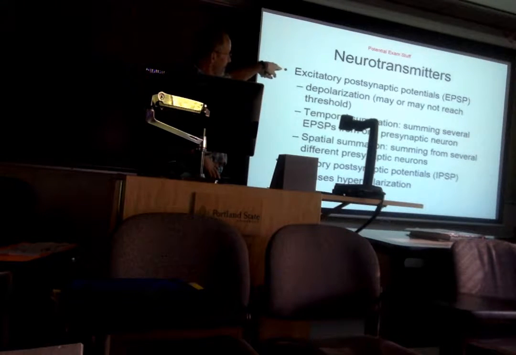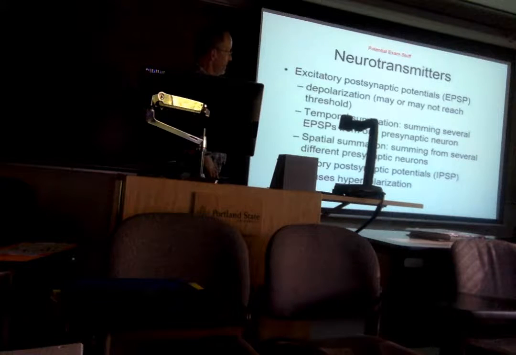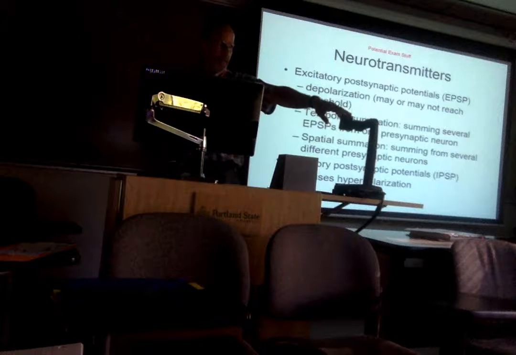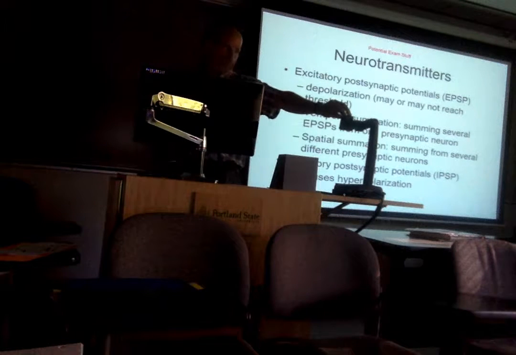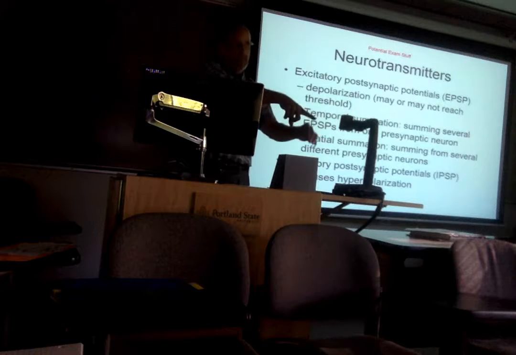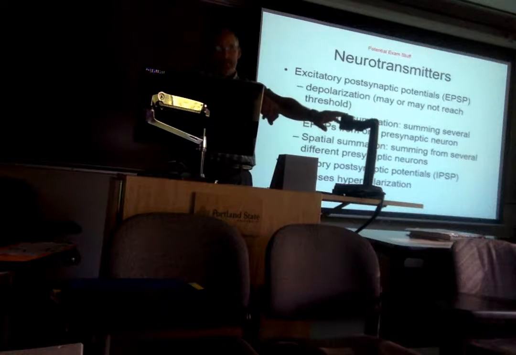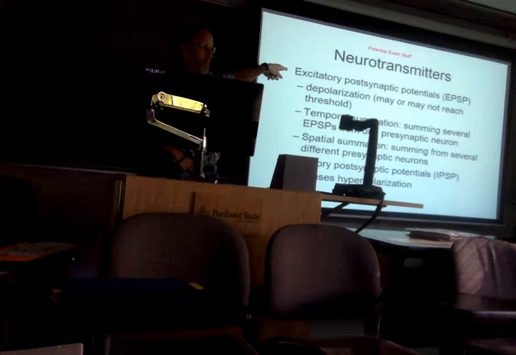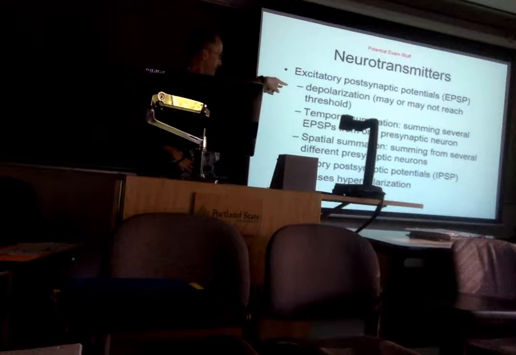Excitatory postsynaptic potentials are EPSPs. So if I'm a presynaptic neuron and this is the postsynaptic, and if I'm excitatory, I'm wanting to make this guy depolarize. It's not that he's going to, but I want to make him depolarize, so I'm going to send an excitatory postsynaptic potential. Does that make sense? Okay.